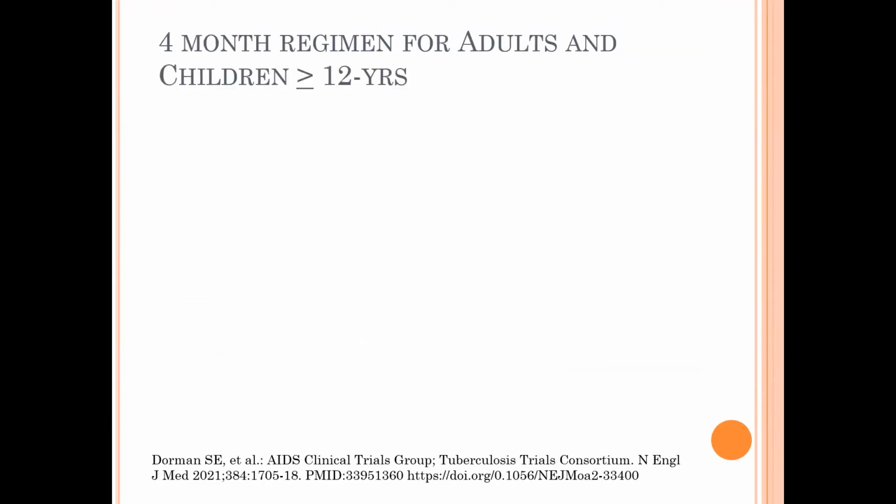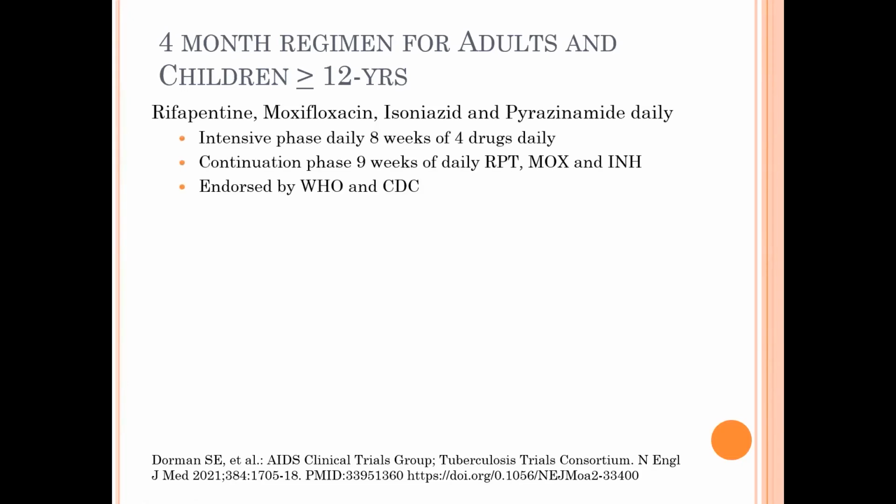The other 4-month regimen is for adults and for children over 12. This was published in 2021 by the Tuberculosis Trials Consortium, and they looked at rifapentine, moxifloxacin, isoniazid, and pyrazinamide daily. The intensive phase was daily for 8 weeks with all 4 drugs, with the continuation phase for 9 weeks with moxifloxacin, rifapentine, and isoniazid. This regimen has been endorsed by both the WHO and the CDC.